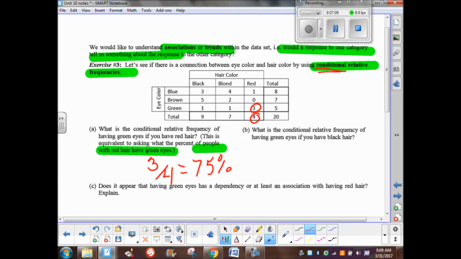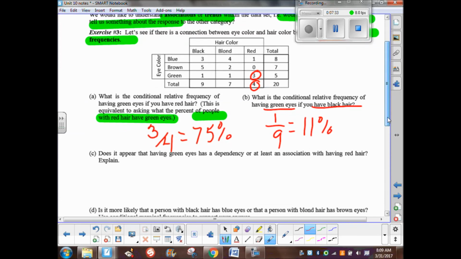What is the conditional relative frequency of having green eyes if you have black hair? What is that? 1/9. Okay. 1/9 or 11%. There are 9 people with black hair, and of those people, 1 of them has green eyes. So we did a little calculation there, so now let's do some interpretation.